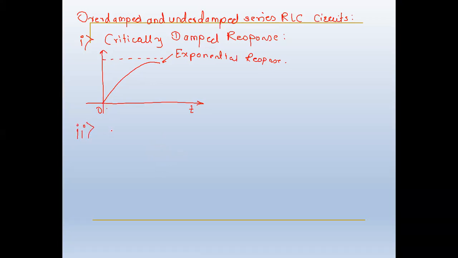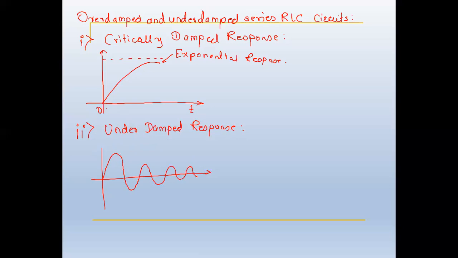Second, we have the underdamped response. If the amount of damping is less, then the response is called underdamped. So the underdamped response will be like this initially, and the oscillations will be like what I have shown here.